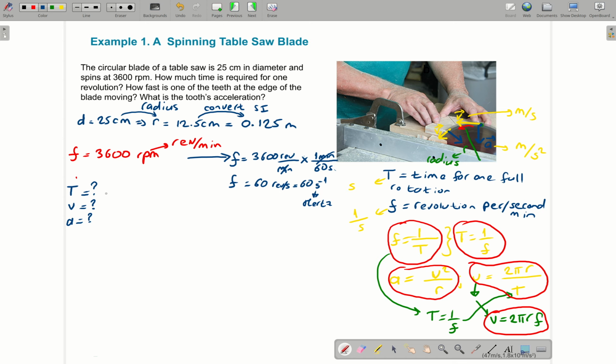First one is easy. I know this. The period is equal to 1 over frequency, and that's it. That will be 1 over 60 seconds to the minus 1, and I'm going to find this in seconds. Once I do that, I'm going to find about 0.017 seconds.